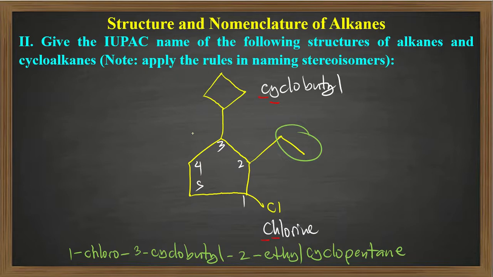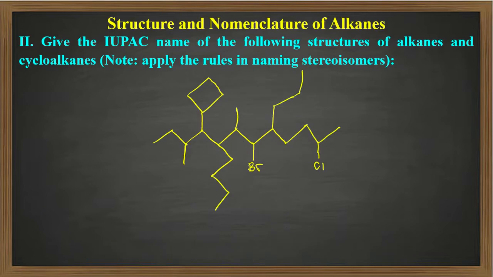Okay, again, the main ring contains 5 carbon atoms. The cyclobutyl has four carbon atoms, and then we have a chlorine atom in carbon number 1 and ethyl in carbon number 2. Okay, next.